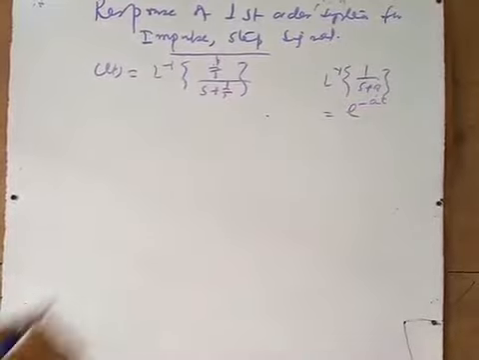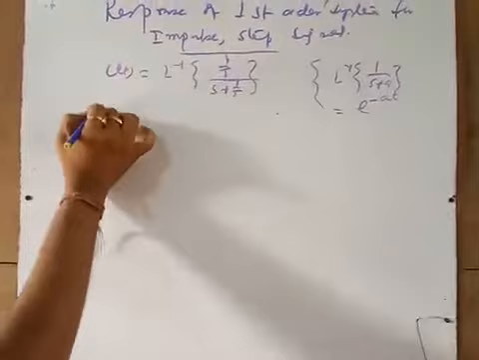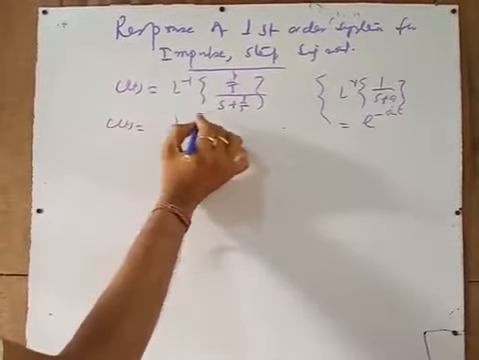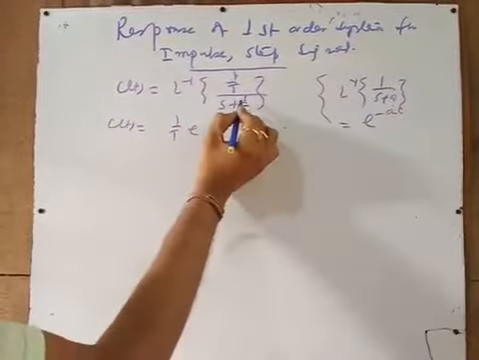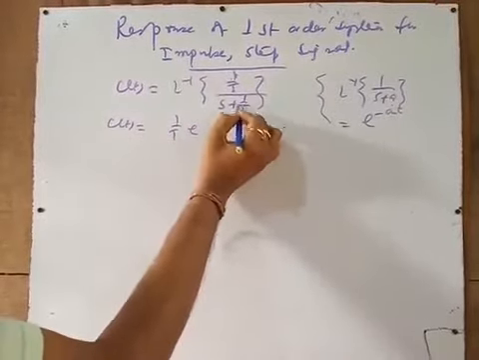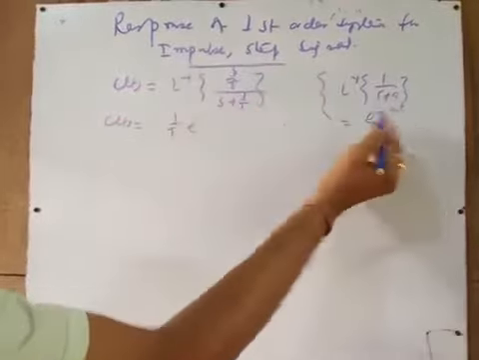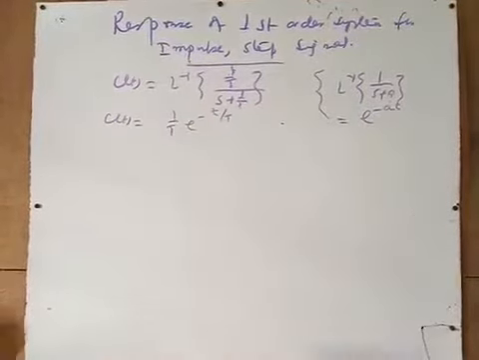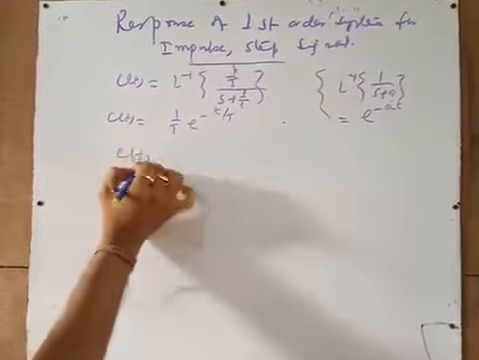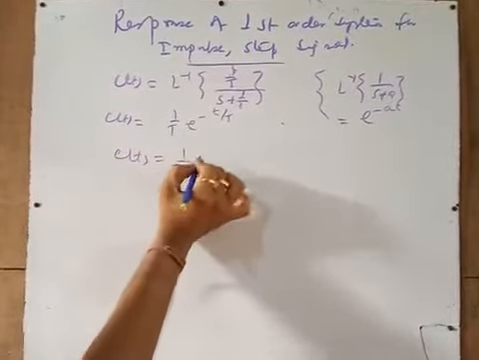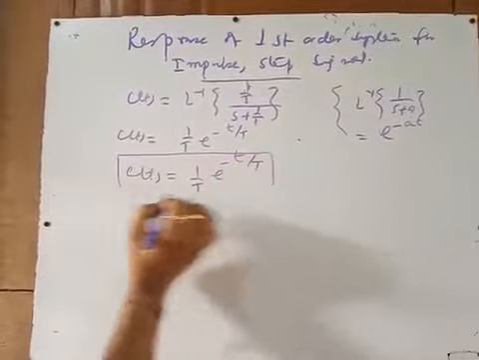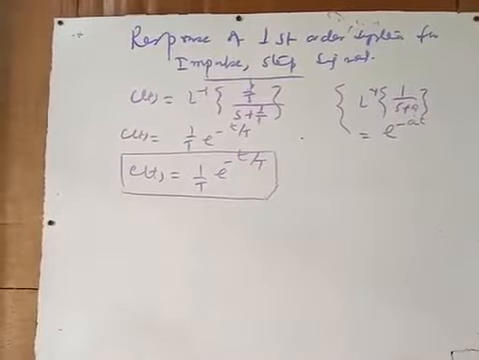This is the standard form of Laplace inverse. So you get c(t) equal to 1 by T e to the power minus t by T, where a is 1 by T. So what you actually obtain is c(t) is equal to (1/T) e to the power minus t by T. So this is the expression for the response.